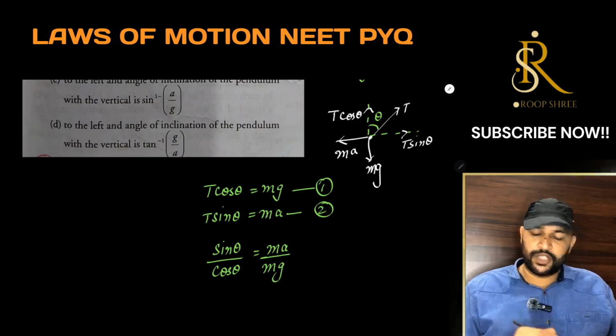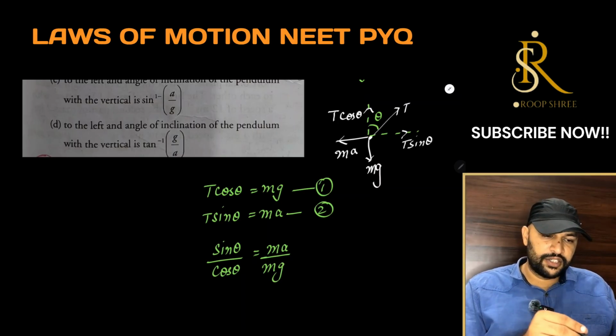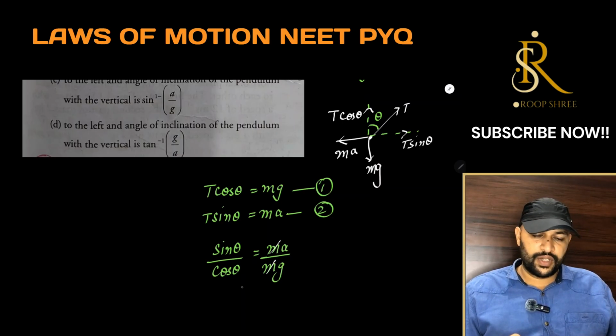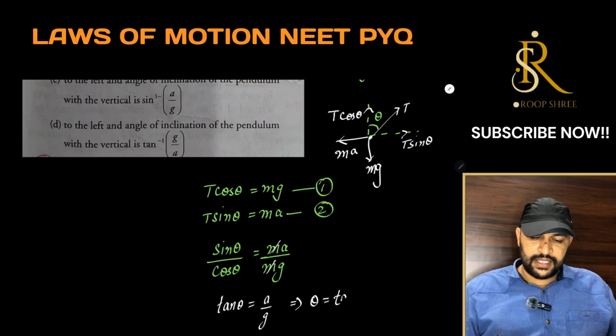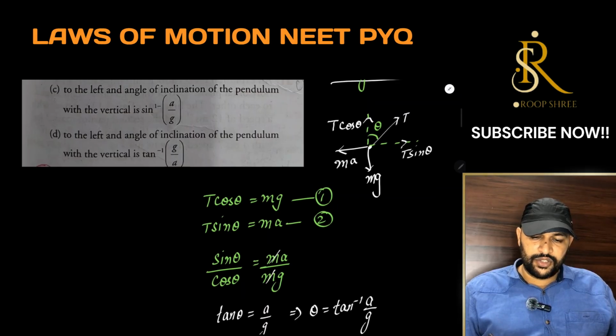That will give us sin theta whole divided by cos theta, that will be equals to ma upon mg. Let's cancel out because T already cancelled, right? Tension T cancelled on both the equations when you divide it. M also get cancelled and we left with tan theta, that will be equals to how much? A upon g. Clear it is? And this implies theta is nothing but tan inverse A by g.